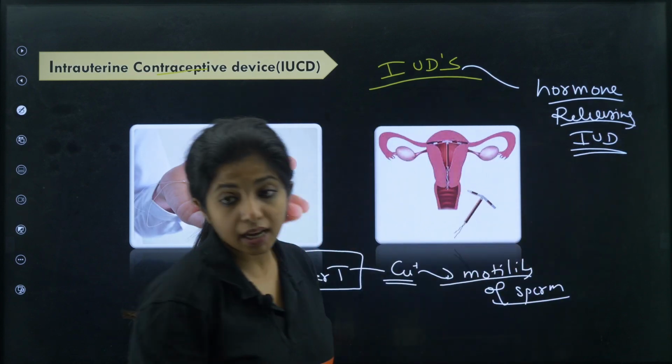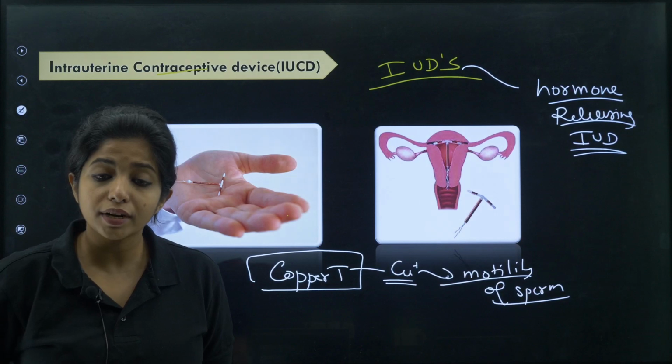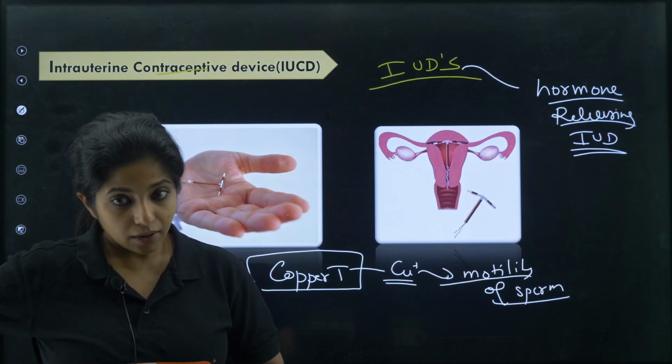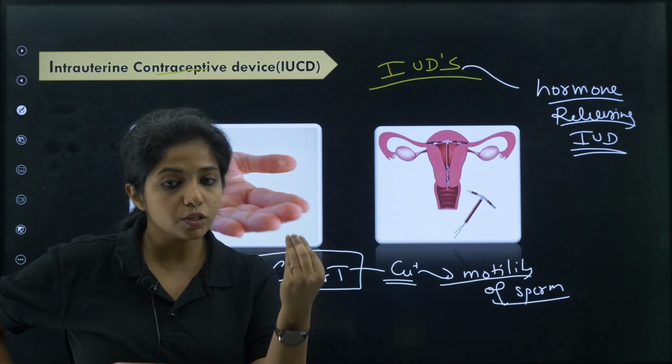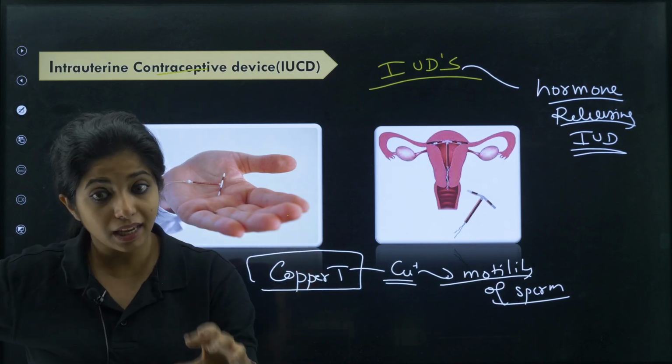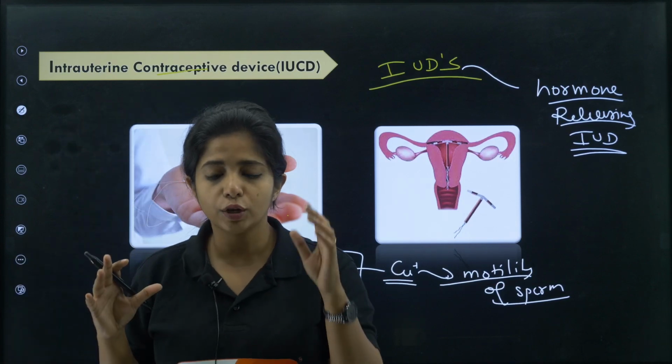Hormone releasing IUD. What happens in a hormone releasing IUD, my dear children? They are going to release hormones. For example, in our normal body, we need estrogen and progesterone in limited amounts. They help in ovulation. What do you mean by ovulation?